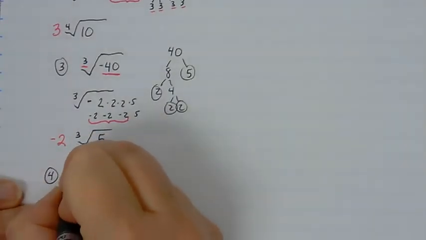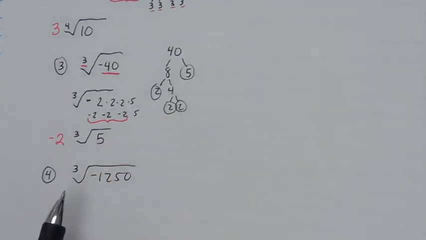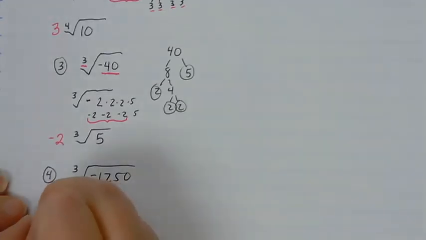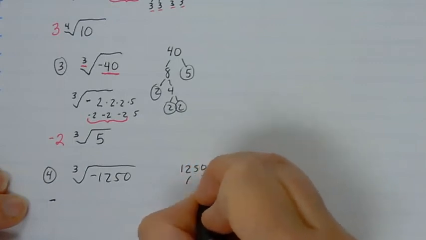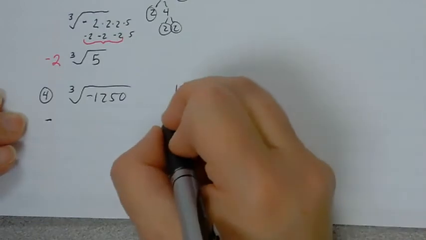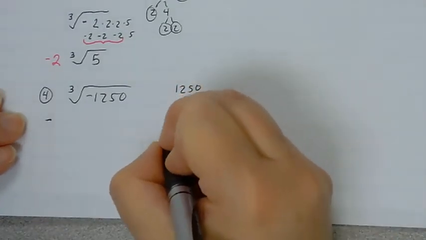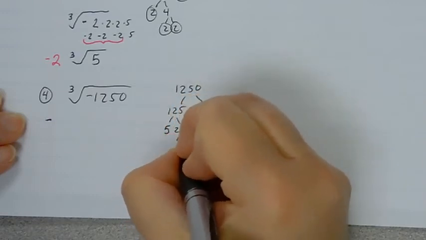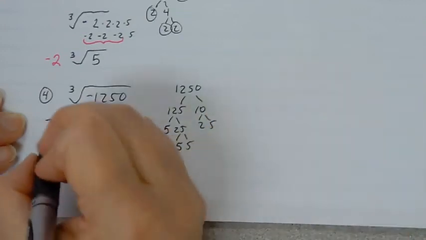Let's do cube root of -1250. So because this is odd and because this is negative, I automatically know that I'm going to have a negative answer. And then I'm going to try to break apart 1250. I know that 1250 is 125 times 10. And 125 is 5 times 25. And this is 5 times 5. This is 2 times 5.